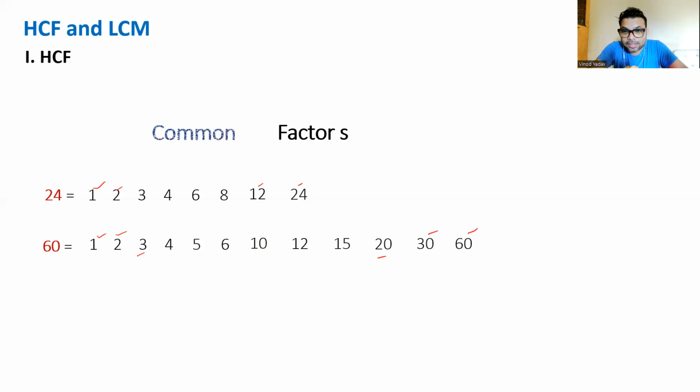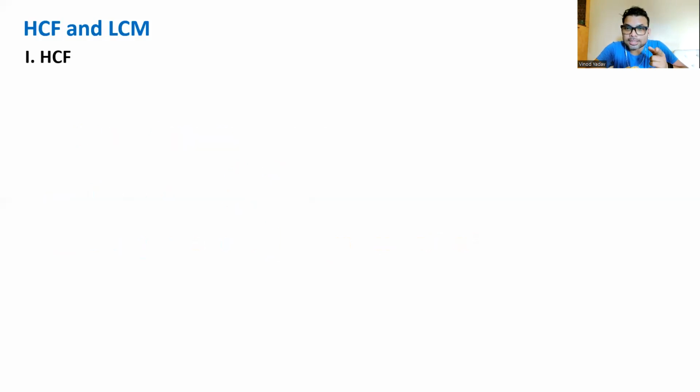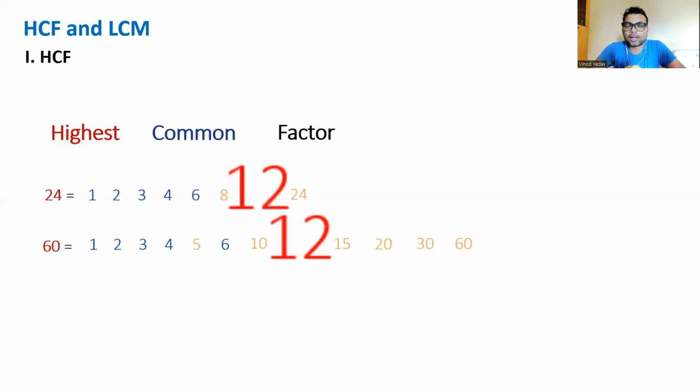Then it's time to list down common factors. I hope you saw all the blue ones. They are the common factors, the factors which are there in both of them. Correct? And then simply the last word was highest. So highest among all the common factors was 12. So the HCF is 12. Correct?